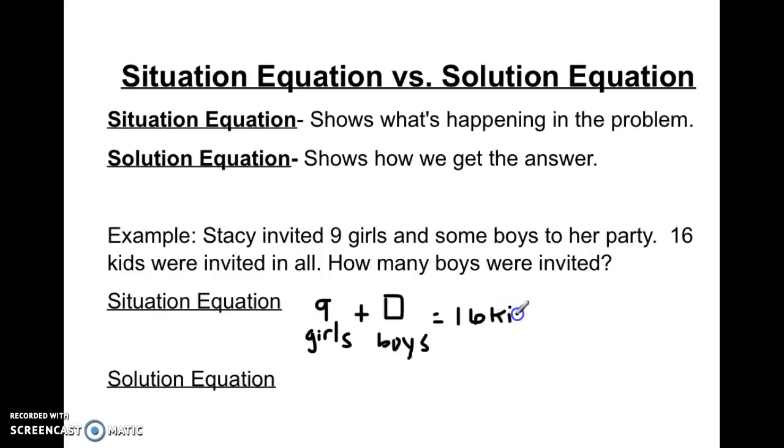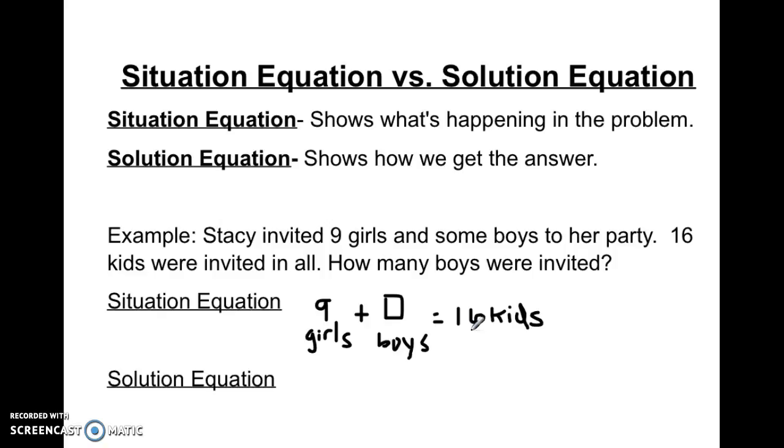This is telling us or showing us what is happening in the problem. It doesn't solve the problem for us, but it shows us what we know. We know there's 9 girls, we know that there's some boys, and we know there's a total of 16 kids. Now the solution equation is when we rewrite the equation to help us solve it.